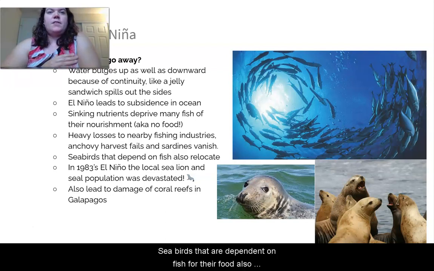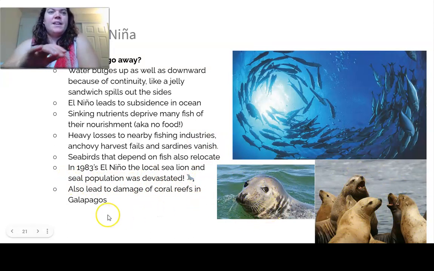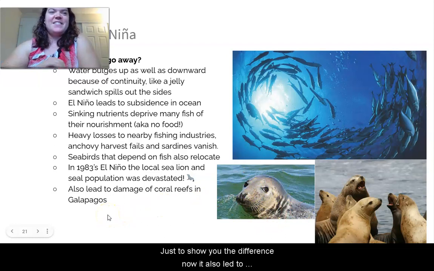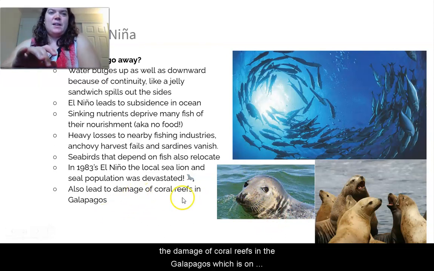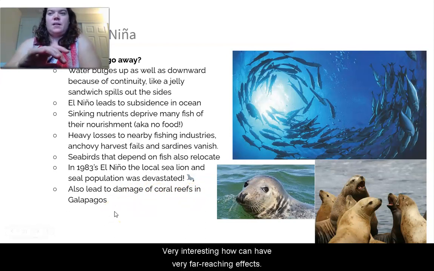Seabirds that are dependent on fish for their food also relocate because they're hungry. And in 1983's El Nino, it actually devastated the local sea lion and seal population. So sea lion, and that's a seal. Notice the puppy eyes. Okay. Just to show you the difference. Now, it also led to the damage of coral reefs in the Galapagos, which is on the eastern side. So pretty interesting how it can have very far-reaching effects.